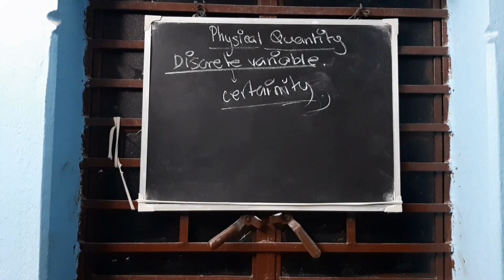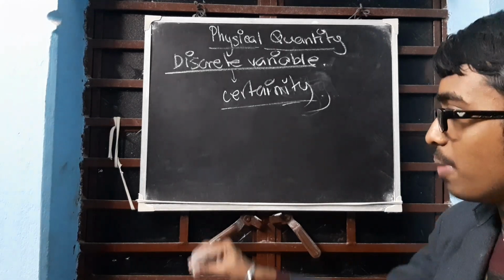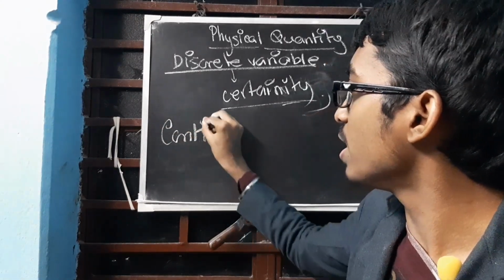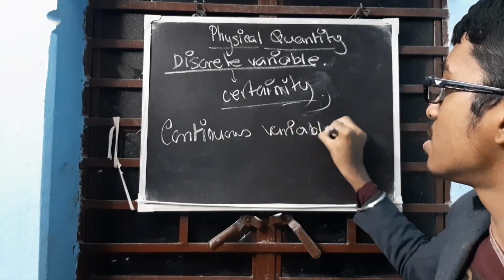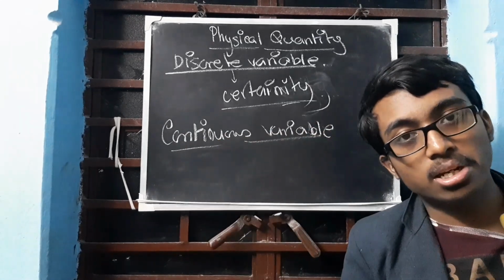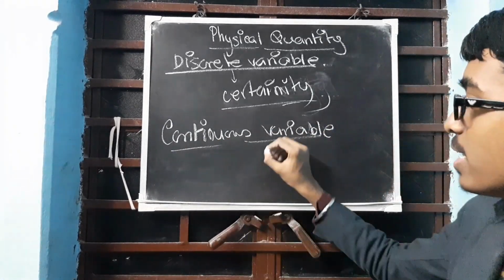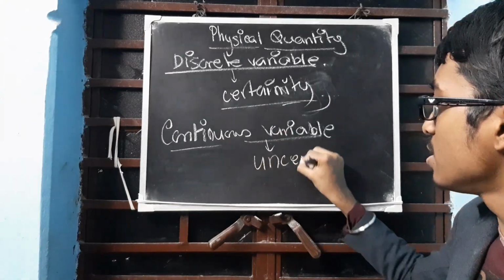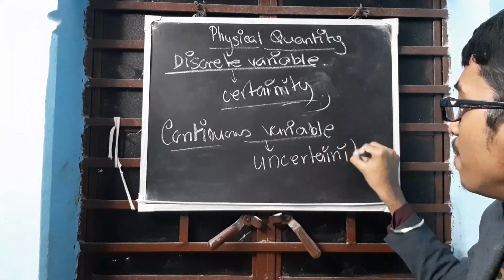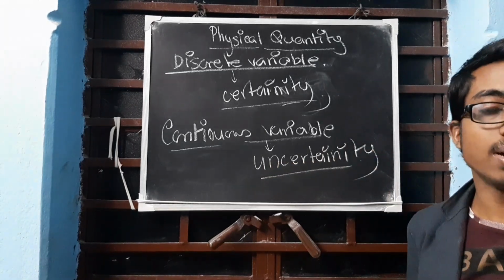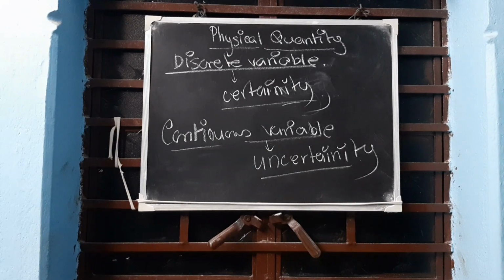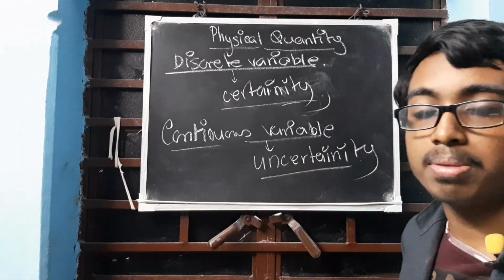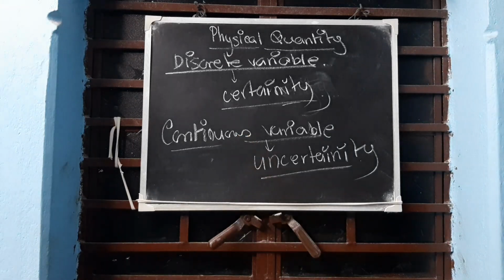Understood? Clear? Now the opposite of a discrete variable is a continuous variable. This means uncertainty. Please, the uncertainty principle has not yet come. Okay? It's uncertainty in measurement. There will be some uncertainty in the measurement. That is a continuous variable. A quantity that involves some uncertainty in the measurement has to be a continuous variable. Clear?